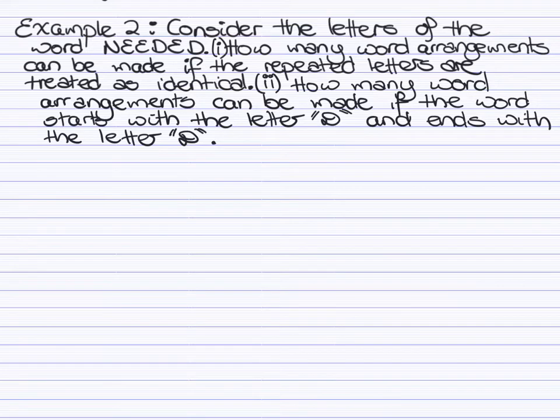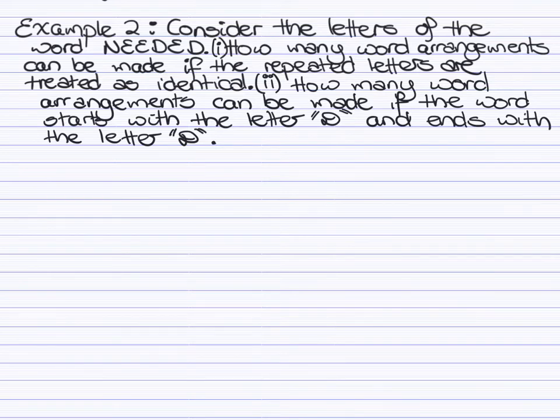Moving on to the second example, we now consider the letters of the word needed. How many word arrangements can be made if the repeated letters are treated as identical? That's the first part of the question. The second part of the question is, how many word arrangements can be made if the word starts with the letter D and ends with the letter D?